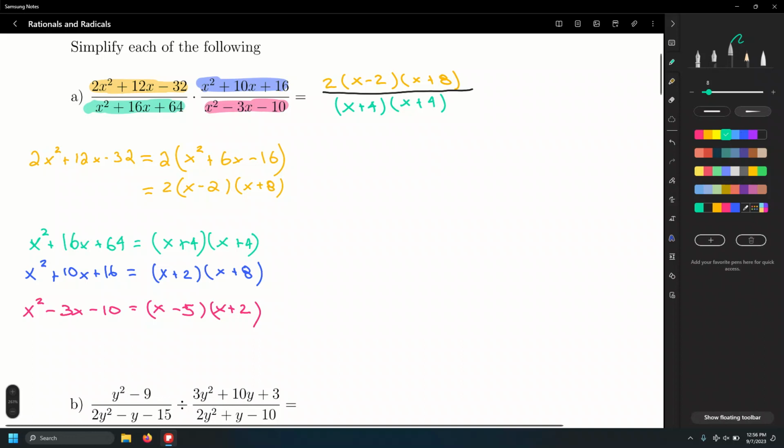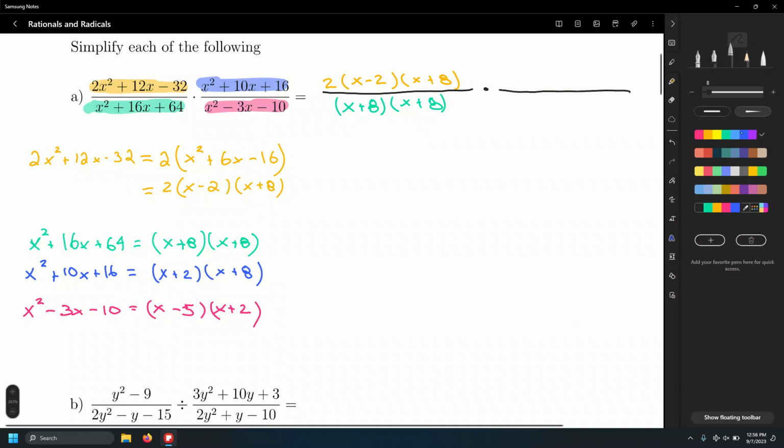Going back to the second one, it's supposed to be 64, so it's not 4 and 4, right? What would be the result then? 8 and 8, right? So plus 8 and plus 8. So let me change that to 2, plus 8 and plus 8. And then times.